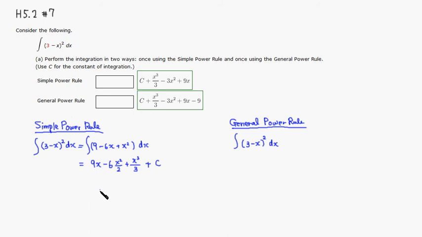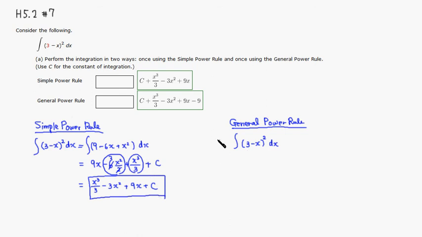Then you can probably rearrange and clean up a bit. 6 and 2 cancel out, and you have 3 left here. So we get x cubed over 3 minus 3x squared, that takes care of the second term, plus 9x plus c. So that's the antiderivative. That's the result of the integral.